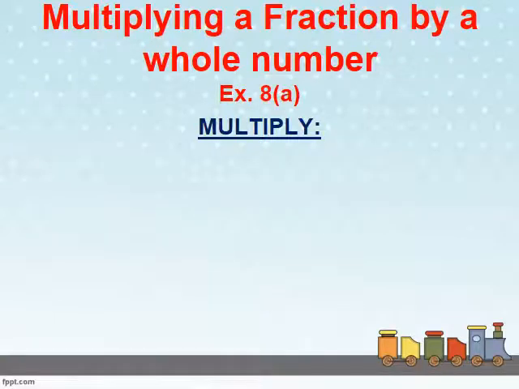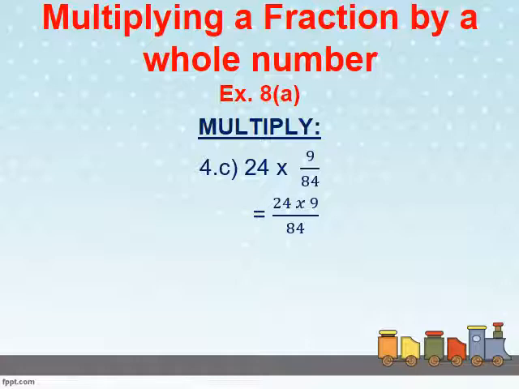Now children, let's do the C part of question number 4. Here again we have to multiply 24 by 9 upon 84. 24 is a whole number and 9 upon 84 is a fraction. So 24 multiplied by 9 upon 84 is equal to 24 multiplied by 9 in the numerator upon 84 in the denominator. Now children, you can see that we can reduce or we can divide 24 in the numerator and 84 in the denominator by common number 12.